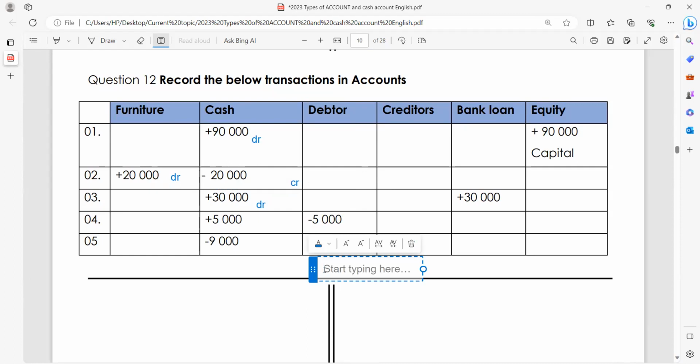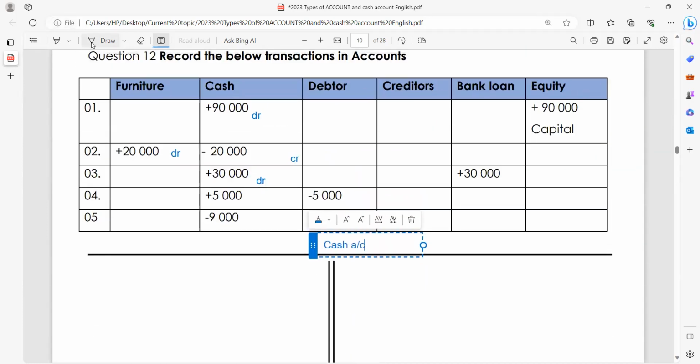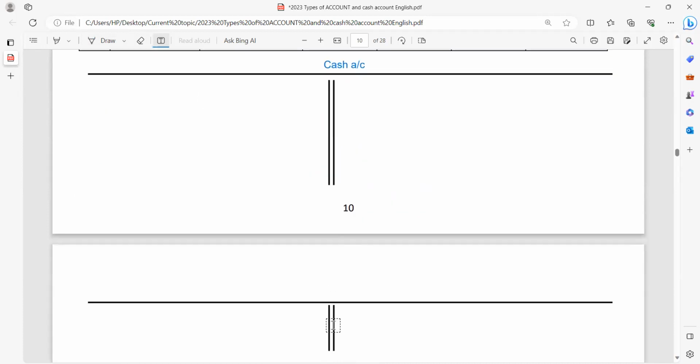Now in question 10, there are 5 transactions, so you need 10 ledgers. But in this one, all the cash transactions we are going to record in one account. Finish questions 10 and 11 first, then come to 12. Don't be in a hurry. Cash account, only one account. So first one, cash account debit, capital account credit. The cash account is already here, so we only open the capital account.